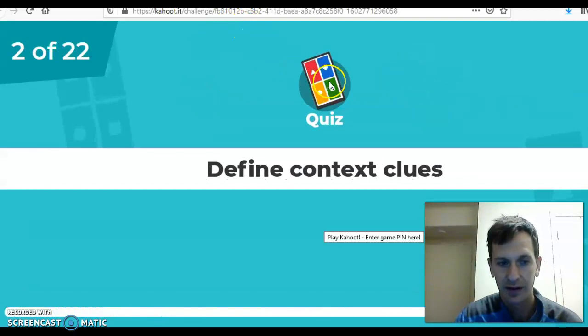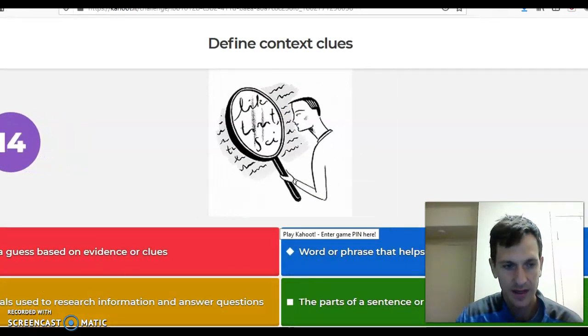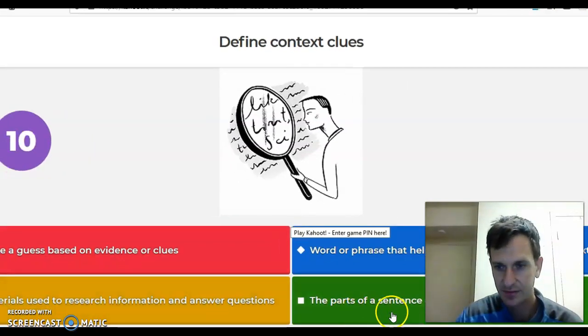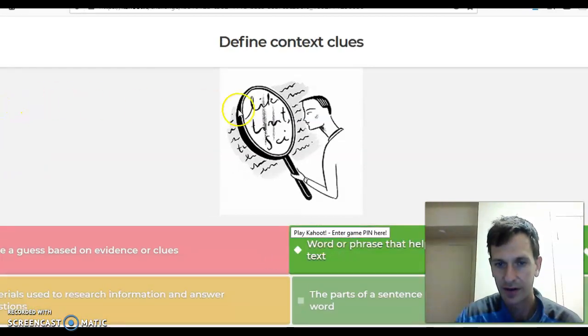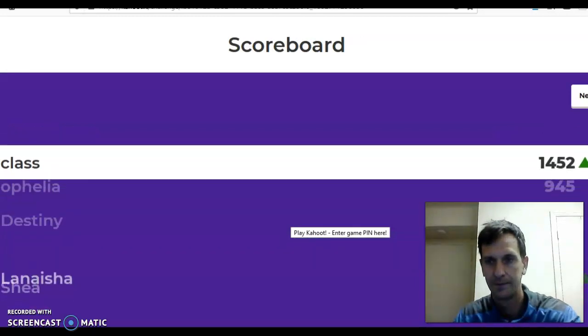If we're going to define context clues, how would we define it? You're making a guess based on evidence, words or phrases that define another word in the text, materials used in research, or the part of the sentence surrounding the word. Alright, so it's words or phrases that help define another word in the text. Okay?